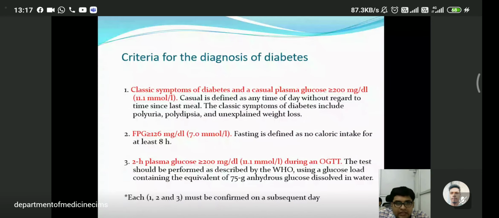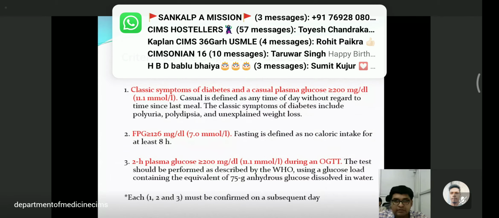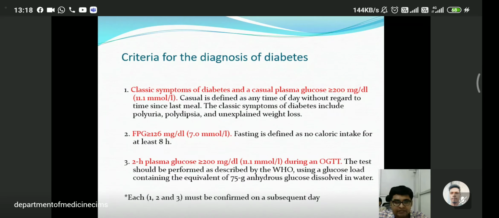Here, for diagnosis of diabetes, again it is the same thing. Classical symptoms of diabetes, which I have told you before, with plasma glucose more than 200. Casual plasma means random plasma glucose. It can be labeled as diabetes. Second, fasting plasma glucose more than 126. What is fasting? Fasting is defined as no calorie intake for at least 8 hours, or overnight fasting. We take a meal at night and we take blood sugar in the morning.